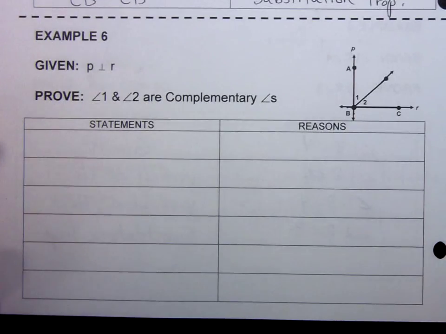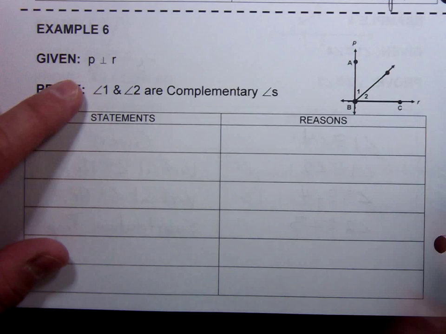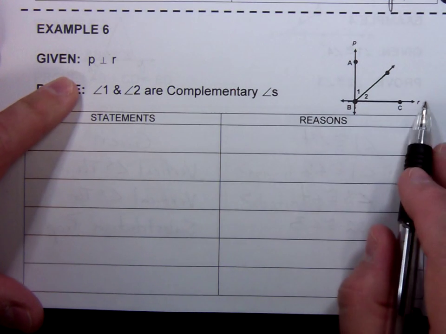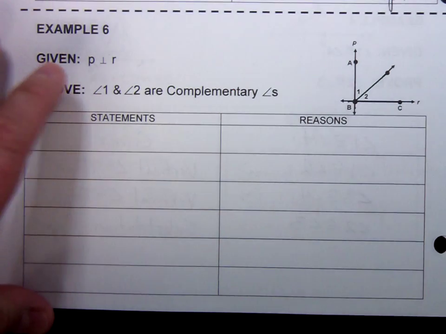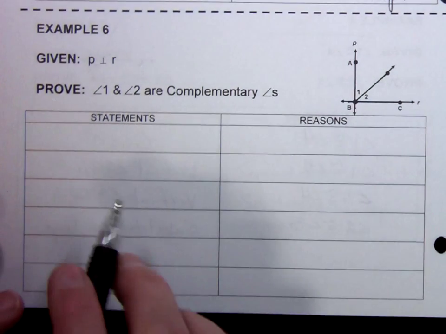Alright, last one. We know that line P is perpendicular to line R. And we want to show that angle 1 and angle 2 are complementary angles. Okay, so I'm just going to think through this again.